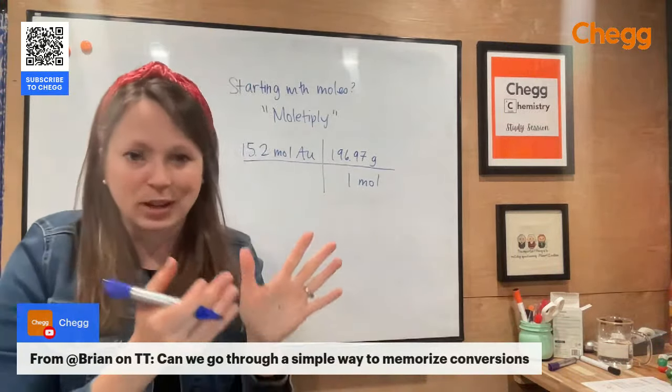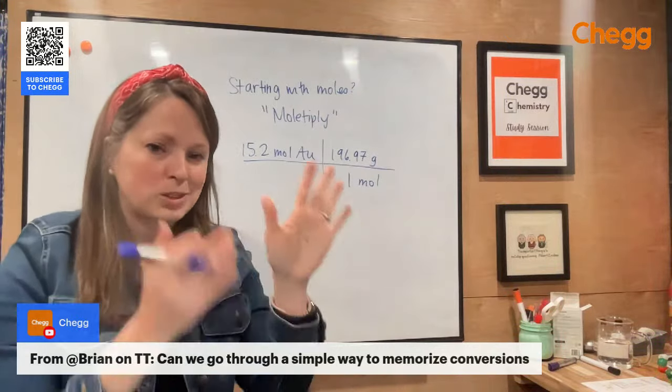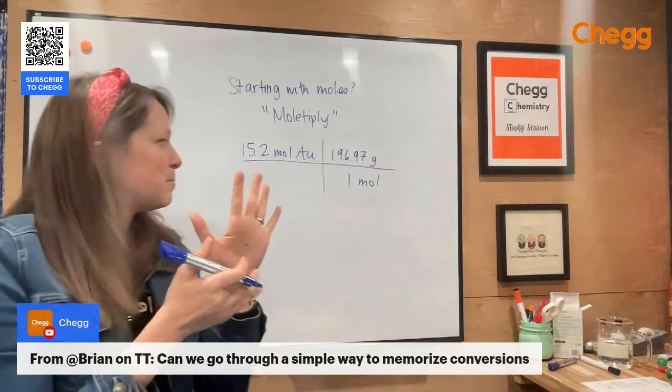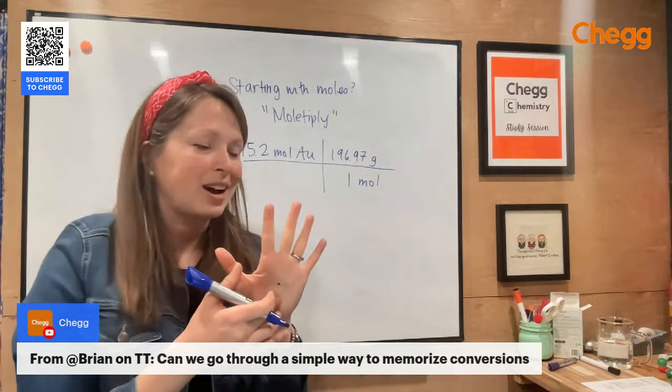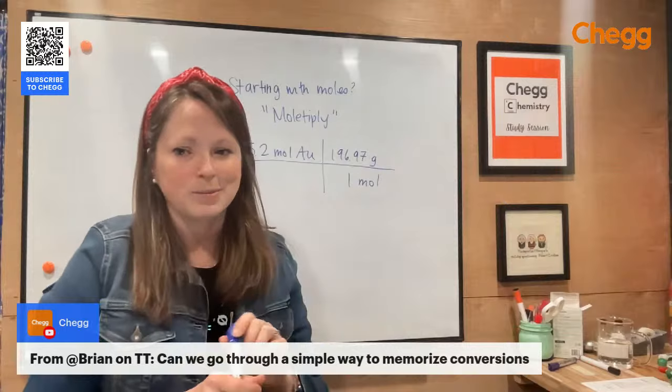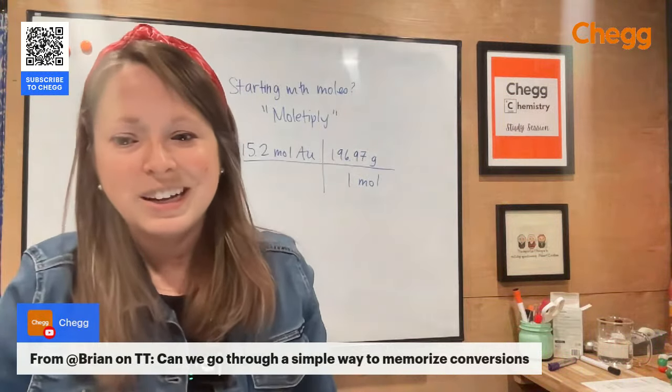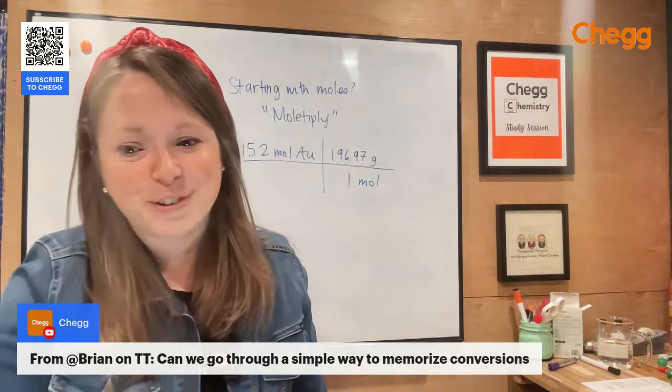If you're going in the opposite direction from grams to moles, you're going to end up dividing. If you want to get crazy and go from grams all the way to atoms, you're going to go grams to moles, divide by that molar mass, then multiply by Avogadro's number to get to atoms. So just a quick little trick for conversions.